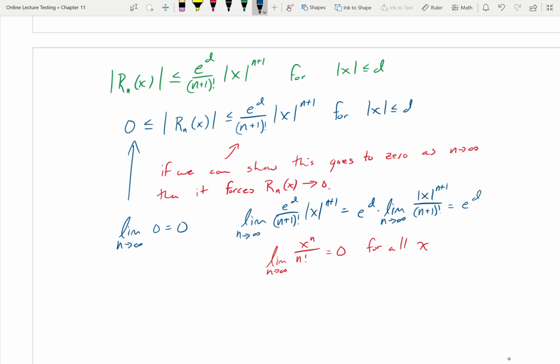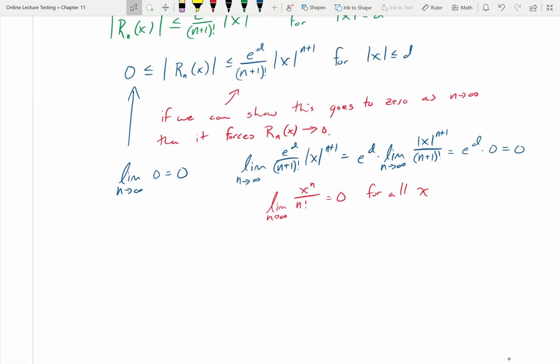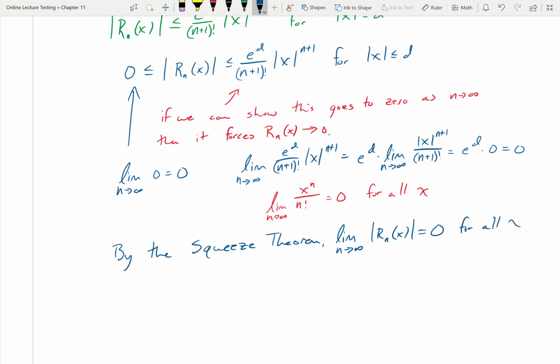We get e to the d times 0, which e to the d is some value. Okay? d is any value. This is equal to 0. So by the squeeze theorem, the limit as n approaches infinity of r sub n of x has to equal 0 for all x.